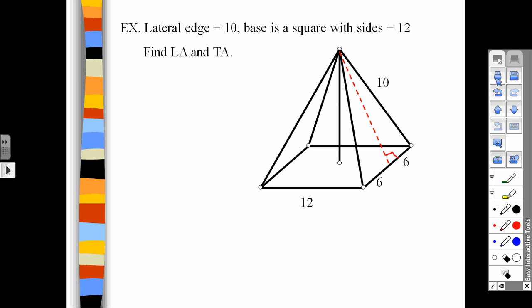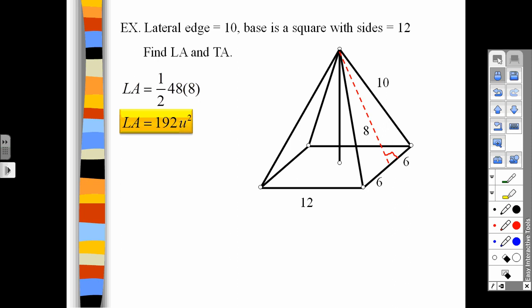I'll even draw that in to remind ourselves. Okay, so we do have a right triangle here, with this being 6 and that being 10. This is the hypotenuse, so hopefully you remember the Pythagorean triple. We know that that's 8, so the slant height is going to be 8. Using our nifty formula, we have 1/2 the perimeter, which is 12 times 4 is 48, multiplied by the slant height, which is 8. This comes out to be 192 square units.